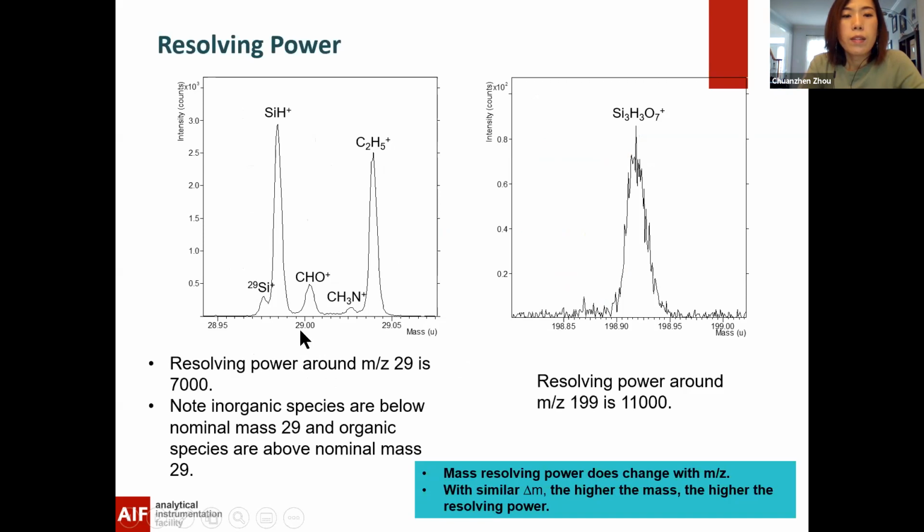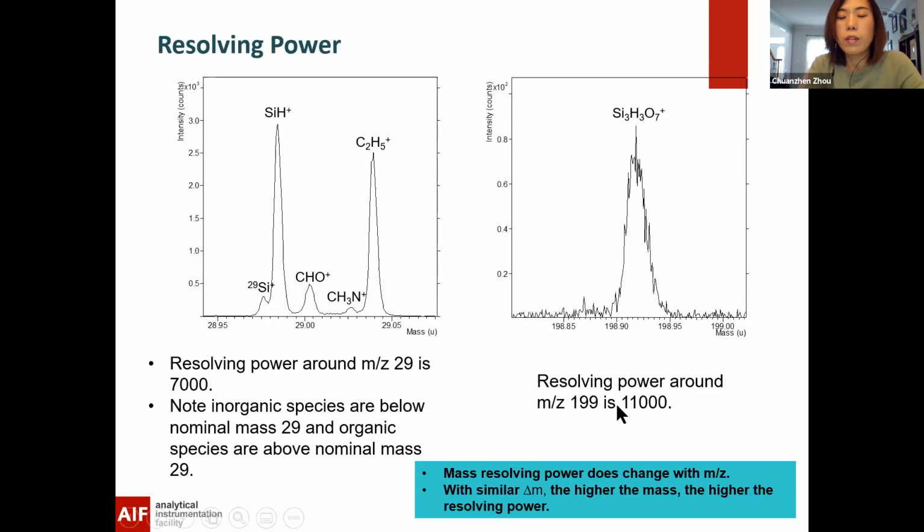Okay, so this is the peak at mass-to-charge ratio 27. As you can see, you have 1, 2, 3, 4, 5 different ions, and the resolving power around this is about 7,000.